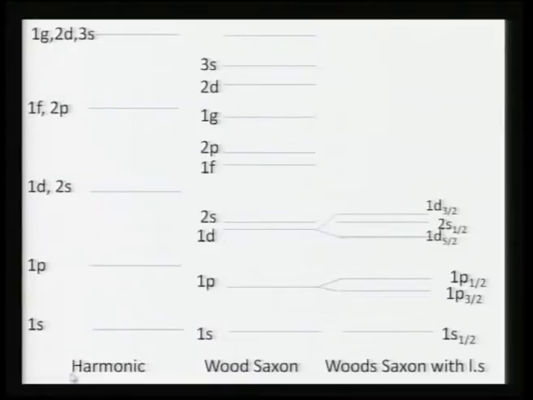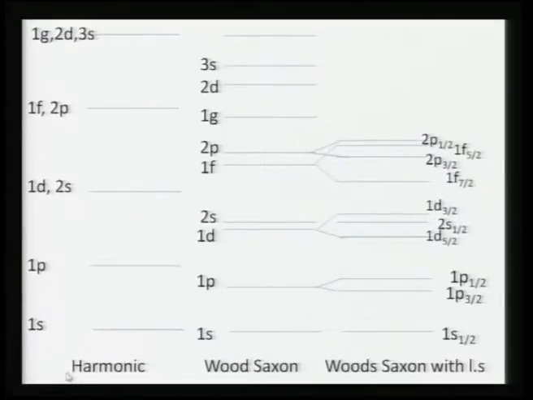Next one, 2s will not change, because if in S state that L dot S term is 0. So, that does not change, that does not split. 1d will split in two parts, d 5 by 2 coming down and d 3 by 2 going up.